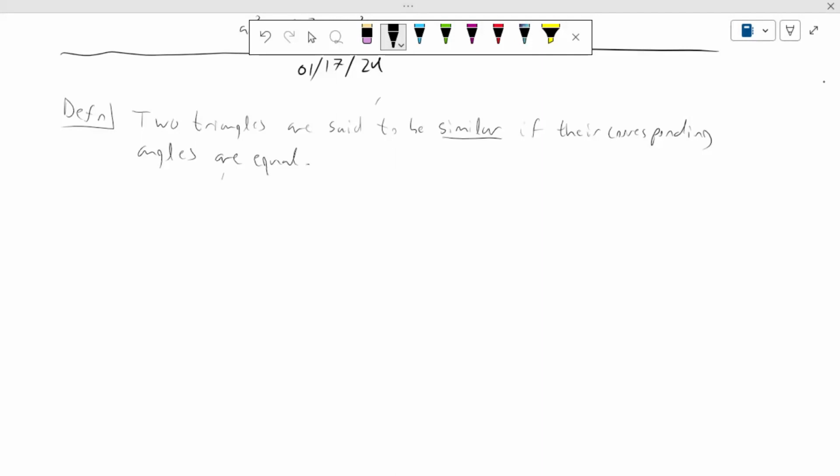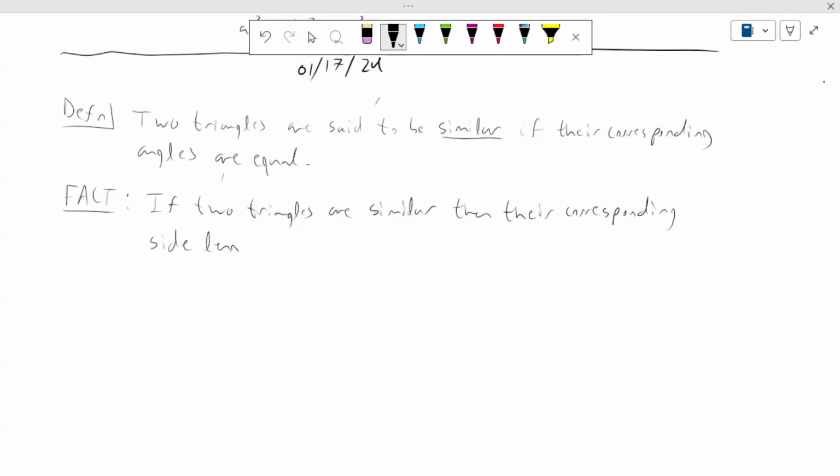And so why do we care about similarity? It's because a lot of things that we can say about a triangle, all that matters is the angles themselves. The proportions of the sides are actually, and let me write this as a fact here. Fact. If two triangles are similar, then their corresponding side lengths are proportional. All right.